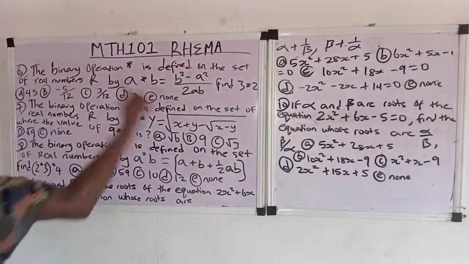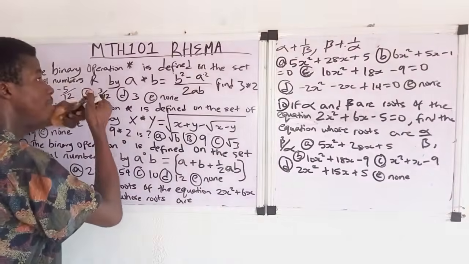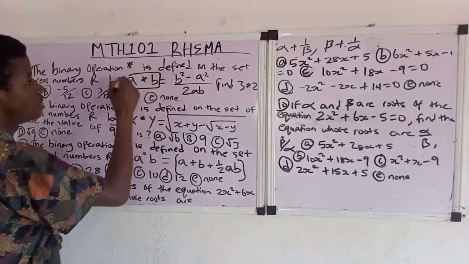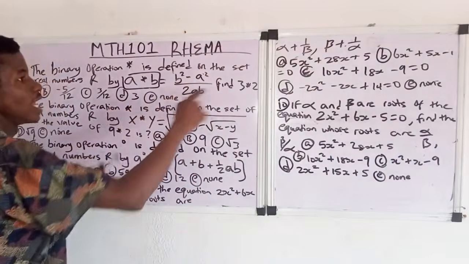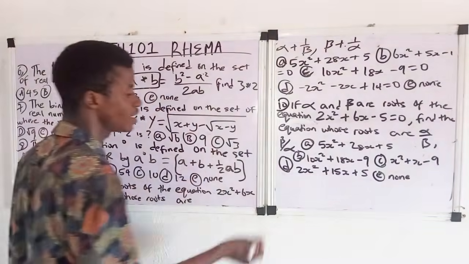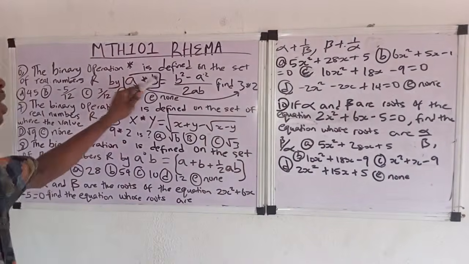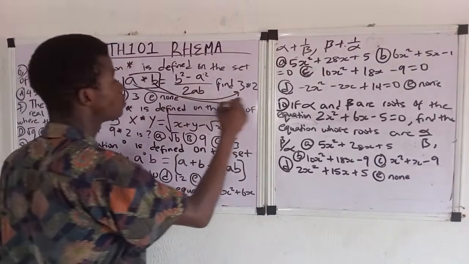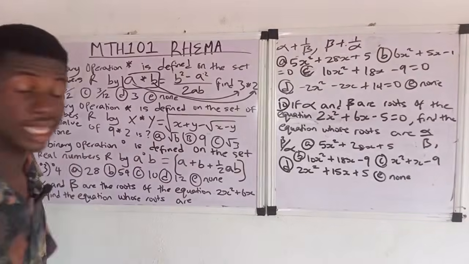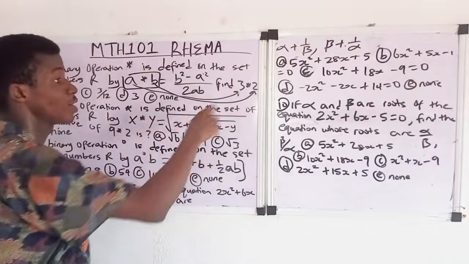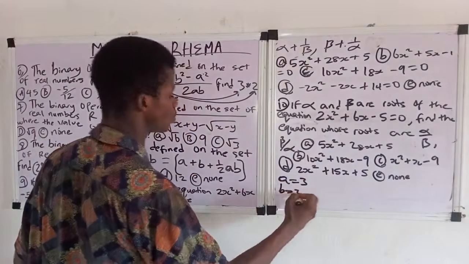If you look at it, they said the binary operation is defined on a set of real numbers by A operation B. They say A operation B is equal to (B squared minus A squared) divided by 2AB. They say find 3 operation 2. Now it's very easy. Substitute A with 3, then substitute B with 2. So wherever you see A, you put 3 there. Wherever you see B, you put 2. A is 3, B is 2. So that is just it.